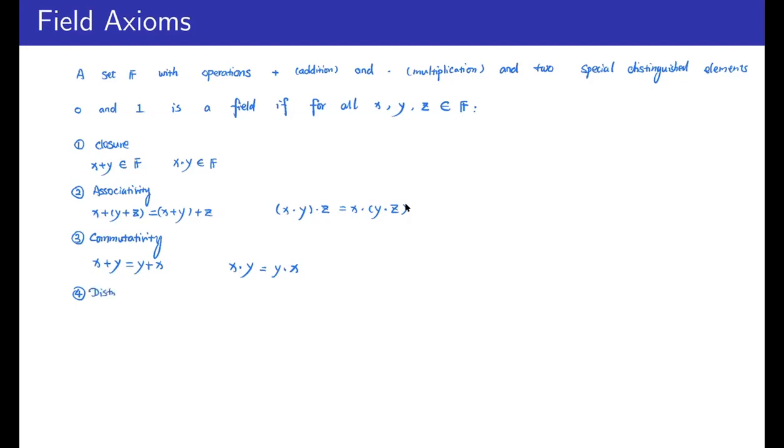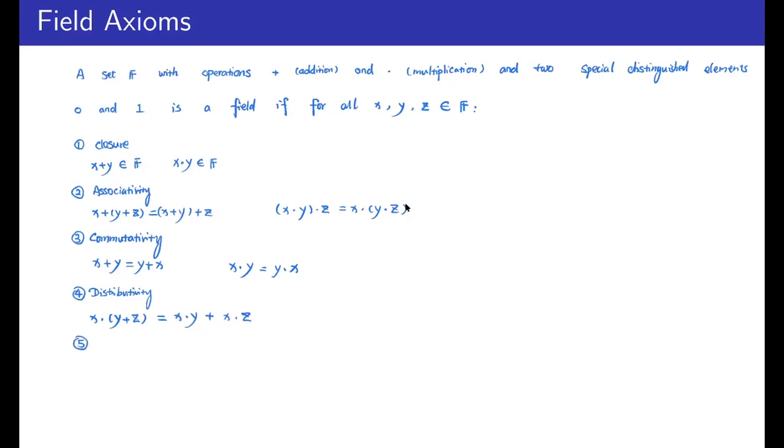So we have distributivity, which means you can have x times (y plus z). You can distribute it outside. That gives you x times y plus x times z.